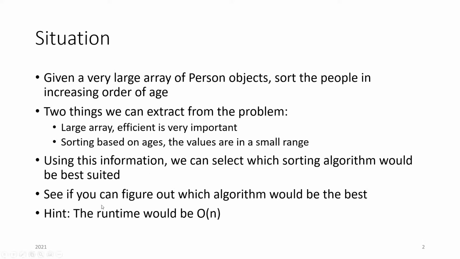So if we're given some sort of situation where we have an array of person objects and we have to sort this in increasing order of age, we need to figure out a very effective way of going about sorting this. And just from this situation alone, we know it's going to be a very large array. And if we are sorting based on age, that means the ages are going to be in a very small range. Just from these two pieces of information, we can select a sorting algorithm that will be best suited for this.